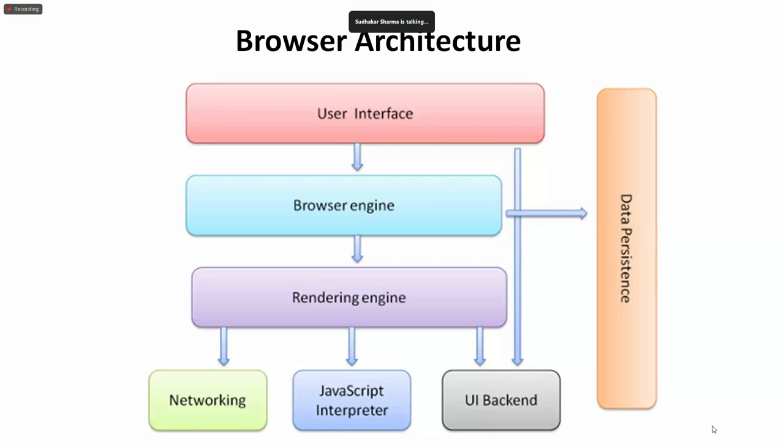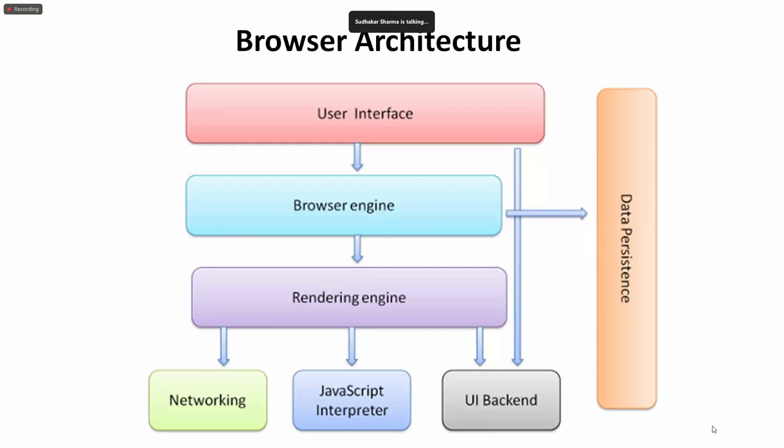But the browser engine cannot translate your JavaScript. It can translate only HTML and CSS. JavaScript is translated by the JavaScript interpreter. In a browser, you have a separate JavaScript interpreter, a line by line translator, which translates JavaScript. The browser engine translates HTML and CSS, the rendering engine presents the translated content, and the JavaScript interpreter translates the JavaScript.